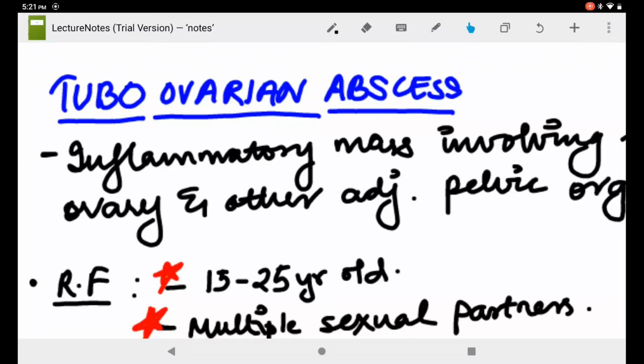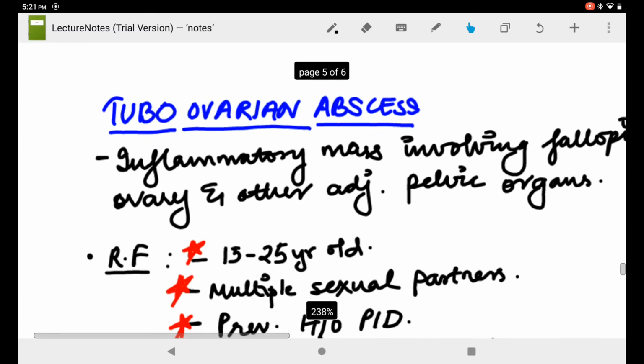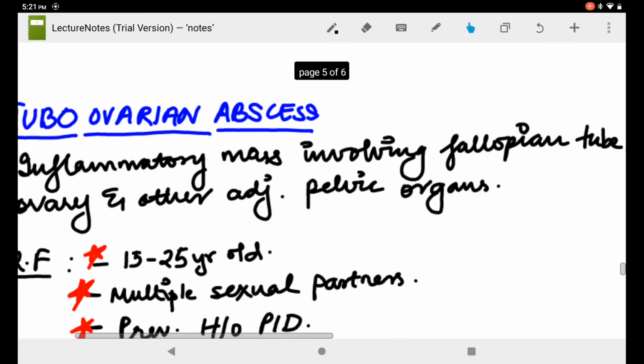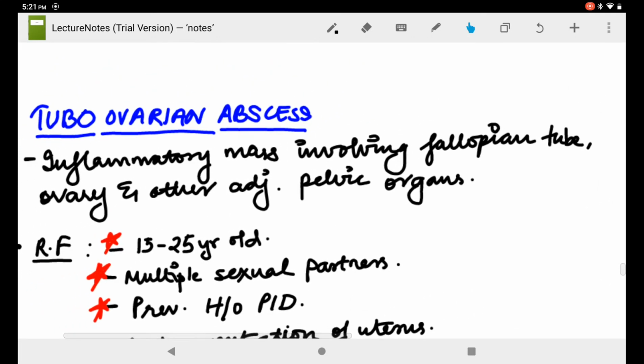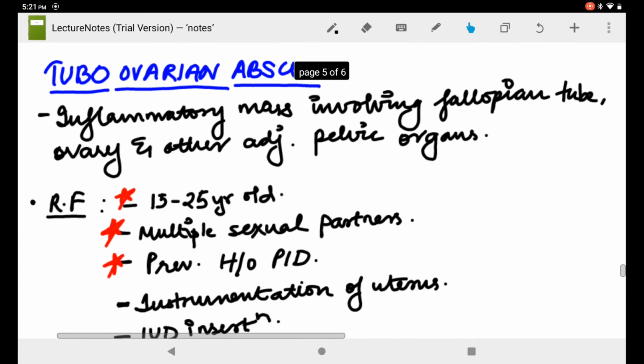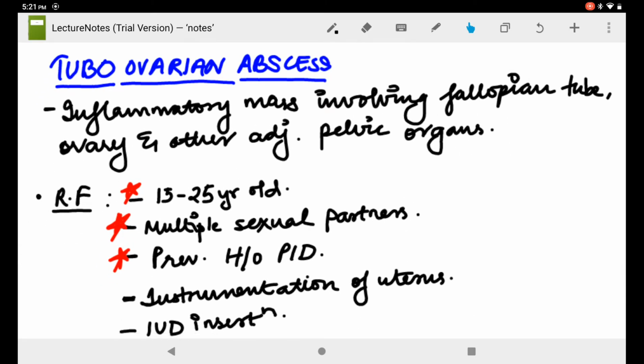Hello everybody. Today I'll be discussing tubo-ovarian abscess. Now the tubo-ovarian abscess is basically an inflammatory mass which involves the fallopian tube, ovary and other adjacent pelvic organs.